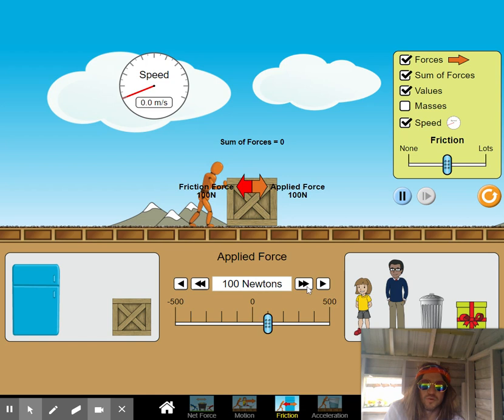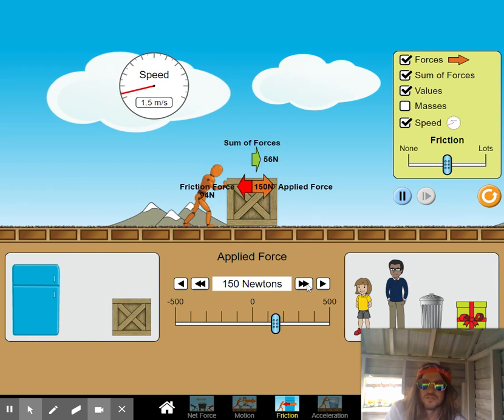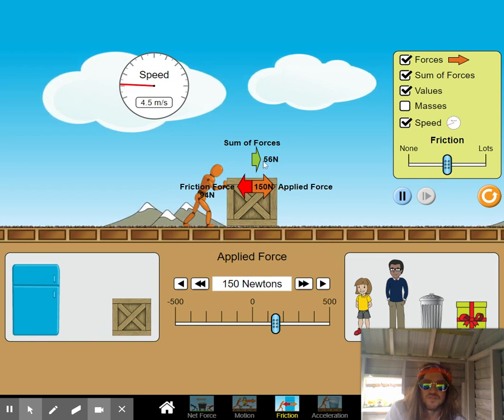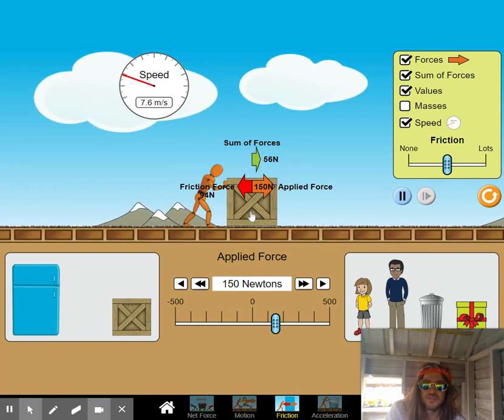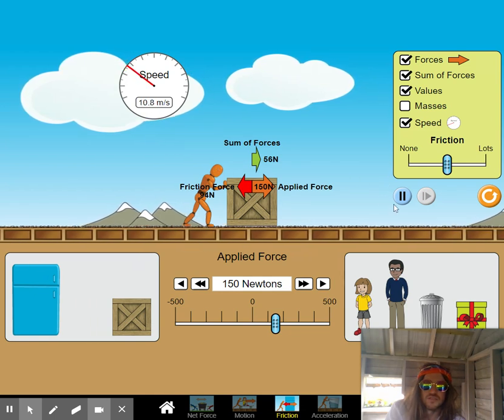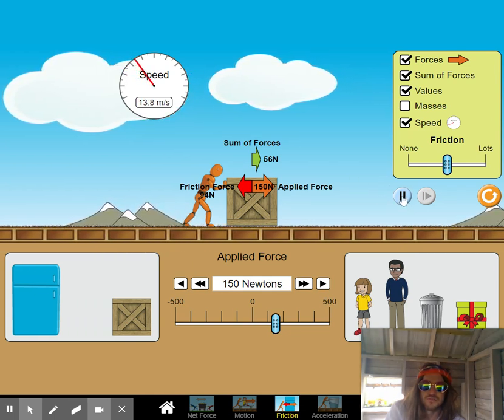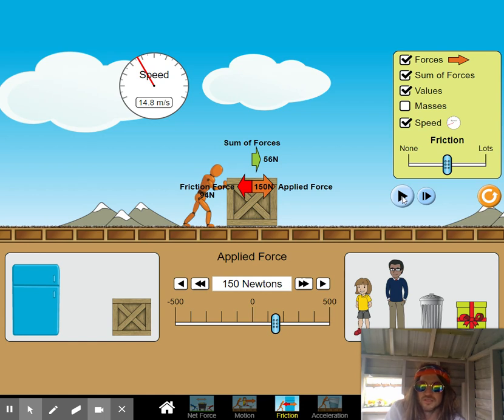If we apply 100 newtons of force, the same thing. The sum of the forces, or the net force, is zero. 100 newtons applied, 100 newtons applied back onto the person pushing the box. It's not moving. But if we increase to 150 newtons, now my net force is 50 newtons, and the box starts to move. If you notice, the speed is accelerating. So if we pause it, it would keep on accelerating because our constant force is ever increasing.